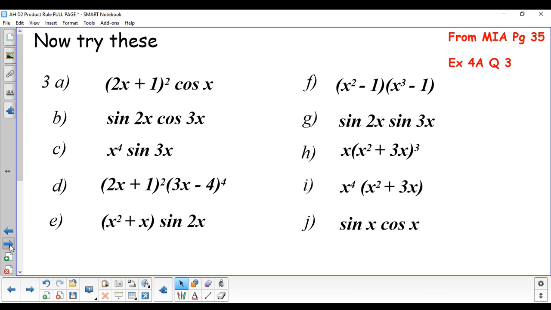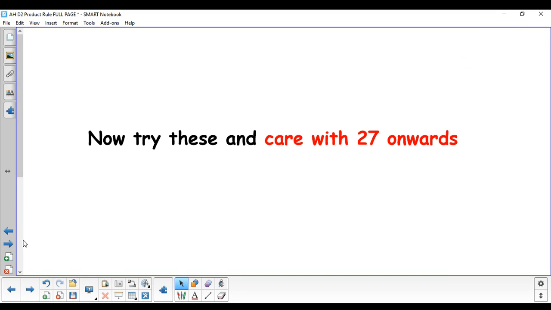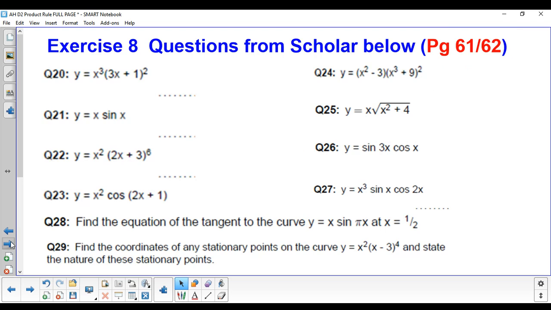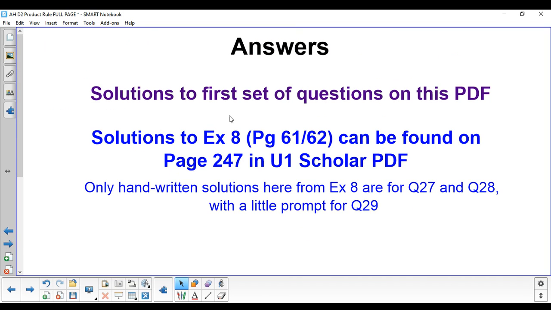Okay. This is the first set of questions from Maths in Action, just to let you know, and then the next ones you can find in Scholar. Care with 27 onwards because they're a bit trickier. So you'll see you've got 20 to 27. 27 has 3 elements in it, and then can you remember about equations of tangents and stationary points, because you had tasks to remind you about that the other day. You'll find that your answers to these will be on the PDF, so you can just work through those if you don't want to hear my voice.